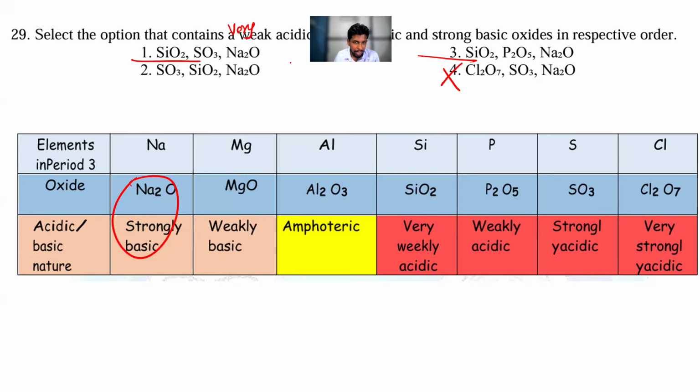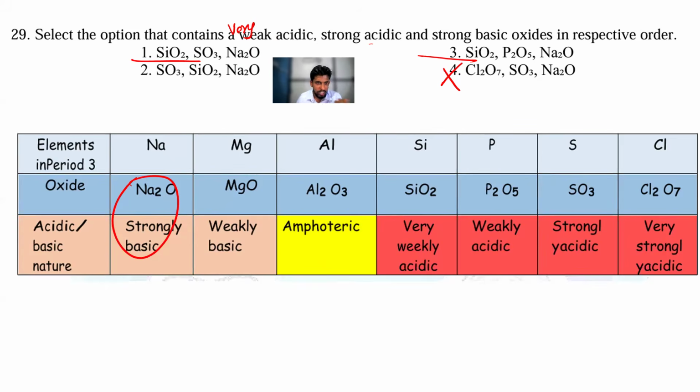Nothing to explain here. We have a small mistake in the question, right? But all the other things are okay. Very weak, SiO2. For the strong acid, we can say SO3 and also P2O5. No, third one is wrong. Only first one is the answer.